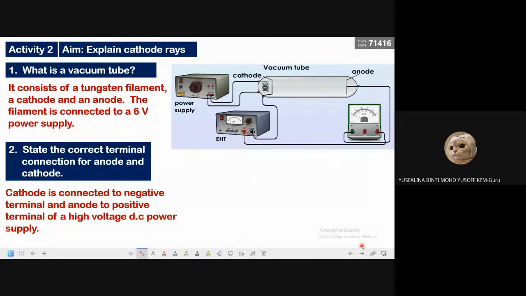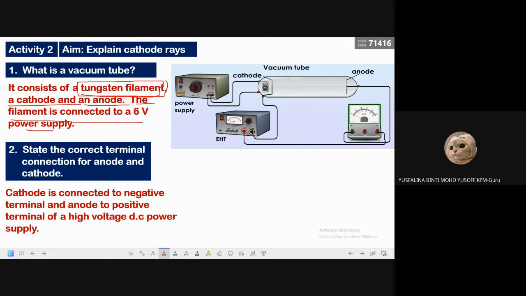The next part. What is a vacuum tube? It consists of a tungsten filament. This one we already discussed in electricity. We know that tungsten can produce heat energy because it has a high resistance. And you must also have a cathode and an anode. The filament is connected to a 6-volt power supply, which means it doesn't need a high voltage.